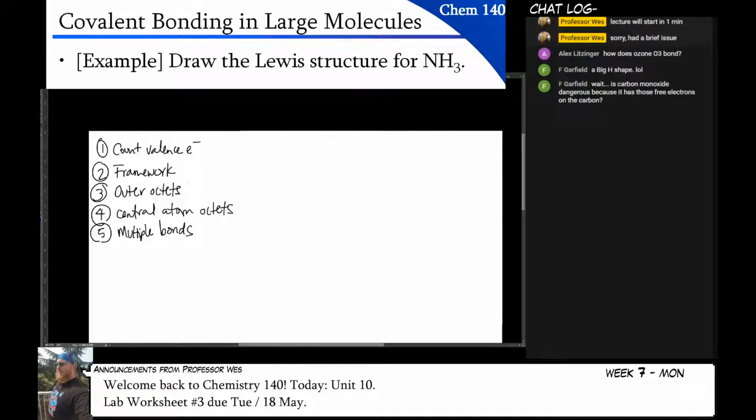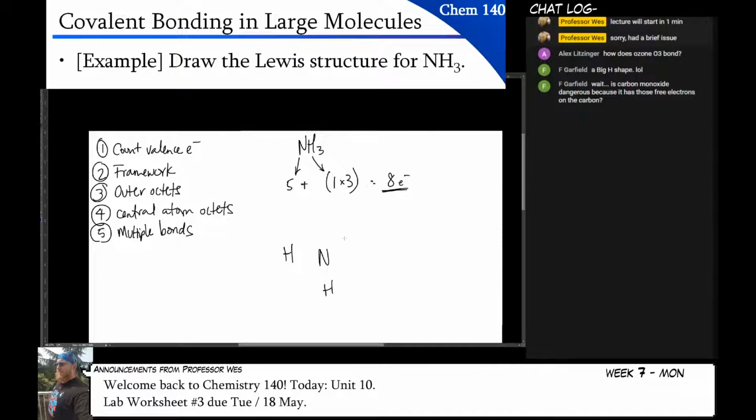All right, so we're going to draw the Lewis structure for NH3. So first, let's write its formula. Now we're going to count the valence electrons. So nitrogen gives you 5 because it's in group 15. Each hydrogen being in group 1 gives you 1, and there are 3 of them. So I have 8 electrons to work with. Let me draw my ammonia.